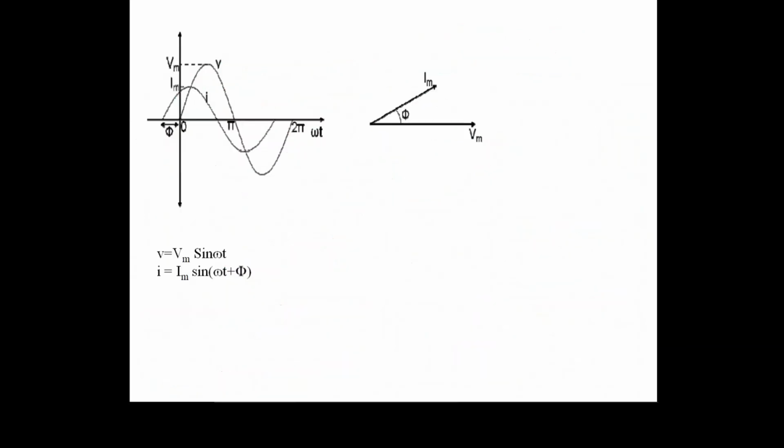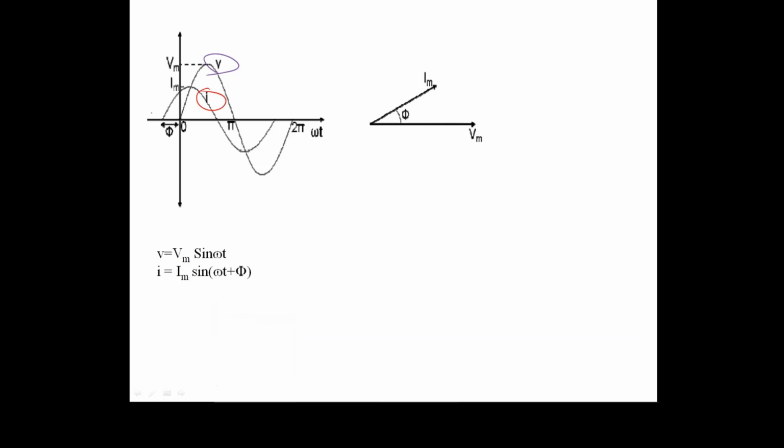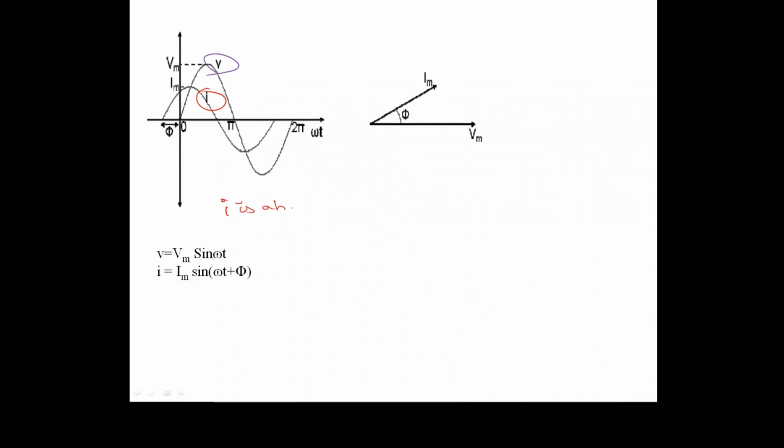That is why now we'll see another diagram. See here, in this case we have two waveforms. One is the voltage waveform, and this is the current waveform. And if you look at that, I is ahead of V. So this ahead we call I leads V. I leads V. Current I is leading V.